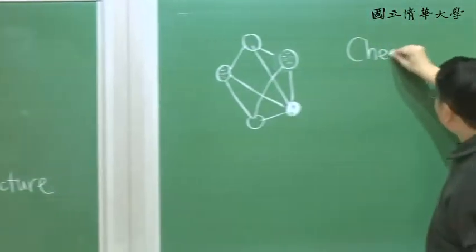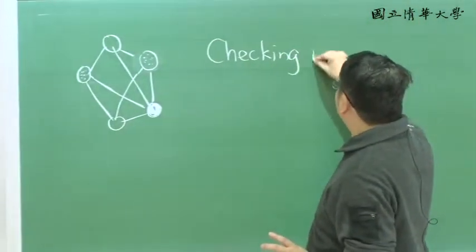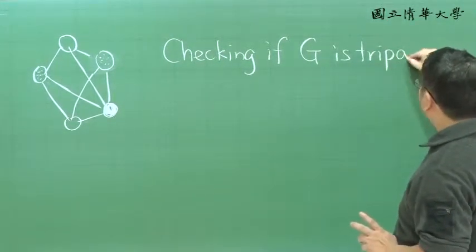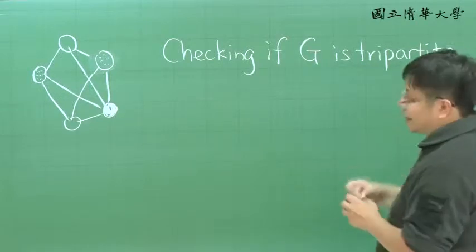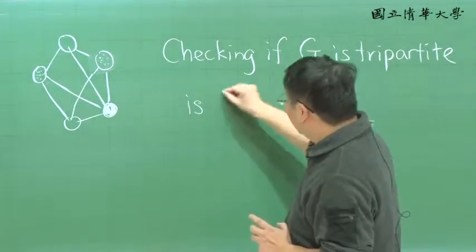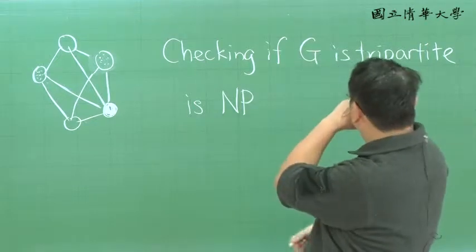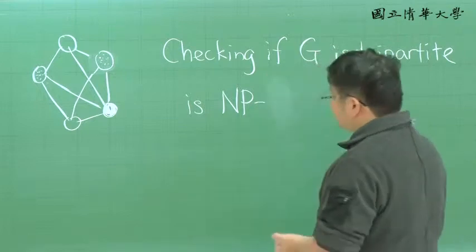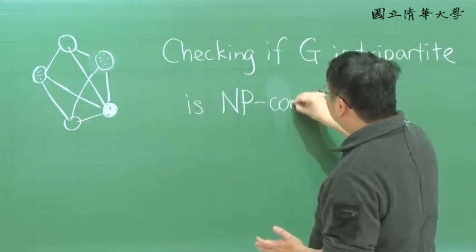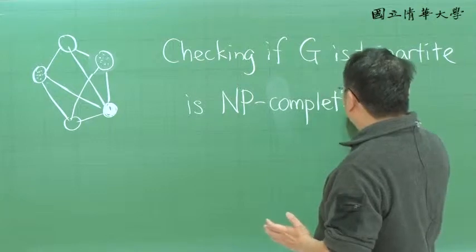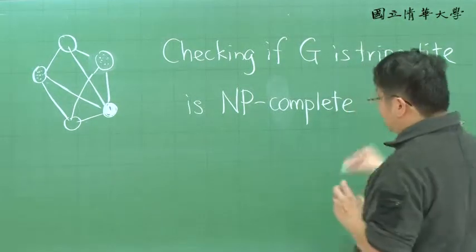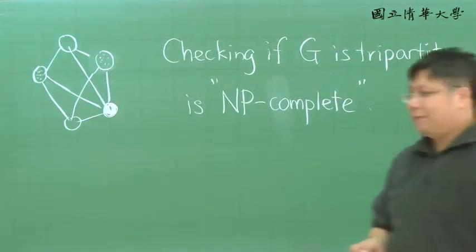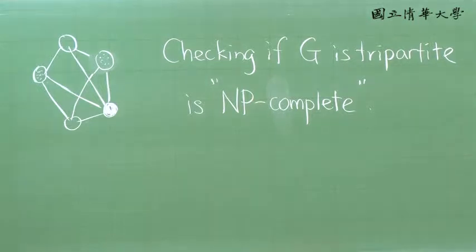So checking if a graph G is tripartite is a very hard problem. We call it an NP hard problem or NP complete problem. That's NP complete. So computer theorists have classified some problems as NP complete problems. These kinds of problems are very, very hard.